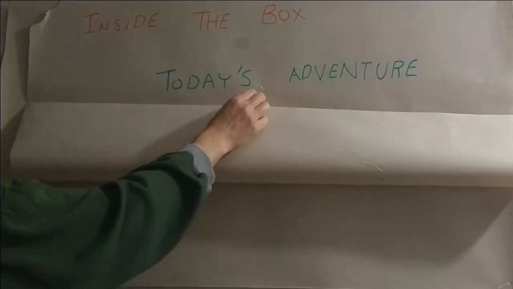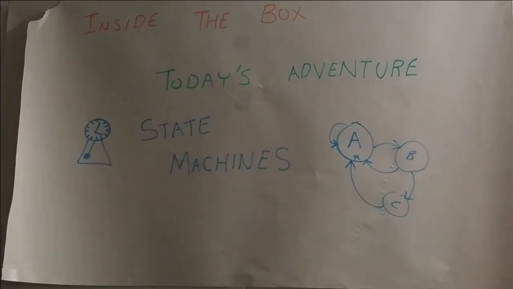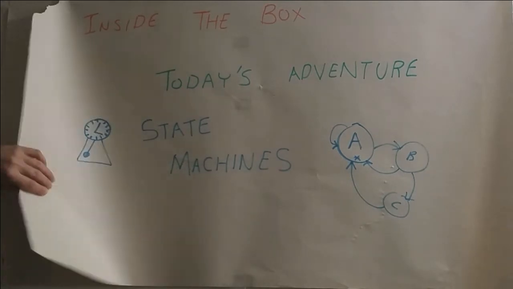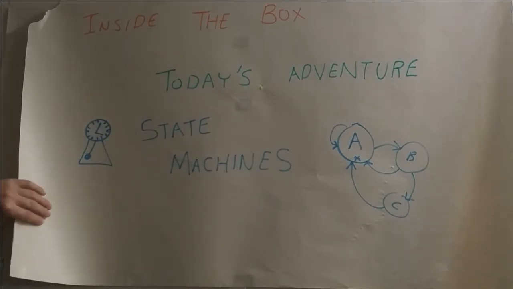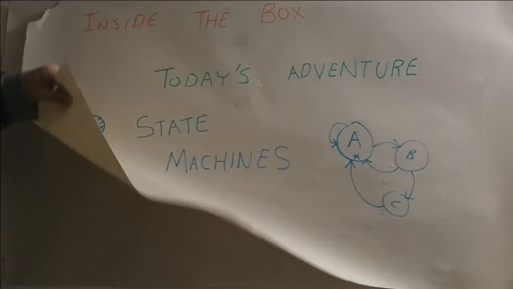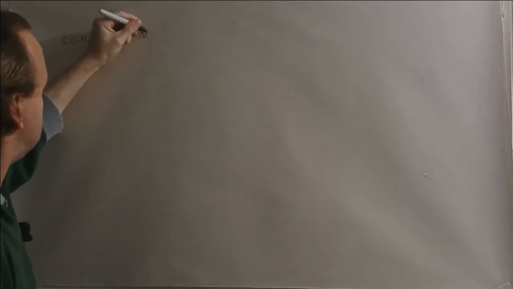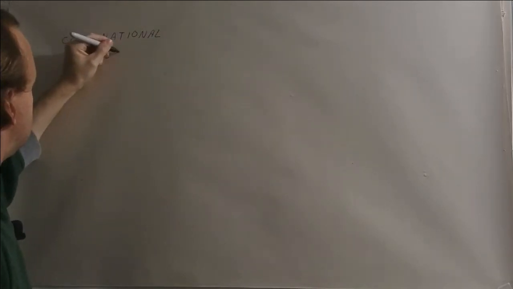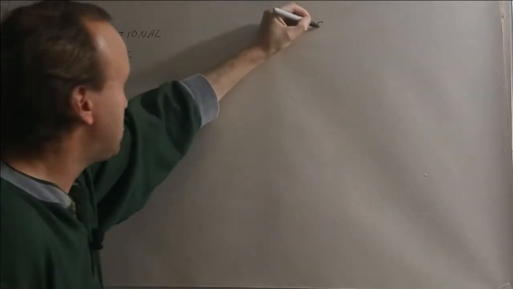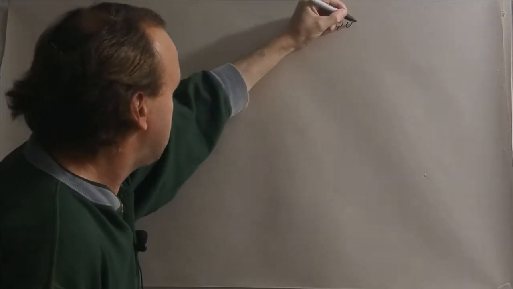On today's adventure are state machines, a very important concept in digital logic. Practically everything uses them. First thing that's important to know is the difference between what they call the combinational logic versus the sequential logic.